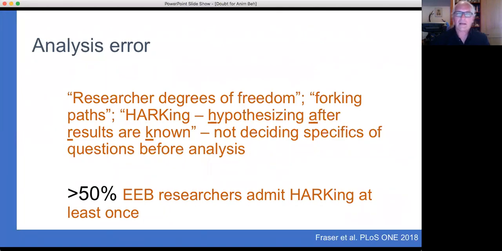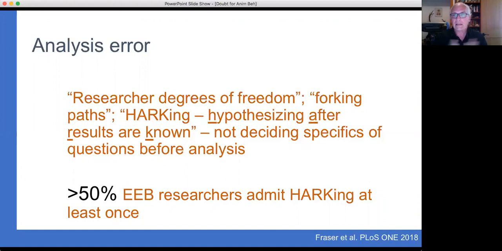I want to start by talking about a kind of analysis error that has multiple names: researcher degrees of freedom, forking paths. I'll call it harking after a paper by Kerr, hypothesizing after the results are known. This is when you start making hypotheses after you've seen the data, and as a result, you start answering questions that were proposed by the data itself. This creates a problem in terms of how much type 1 error your analysis will have. And I'll show you an example of that in a second.